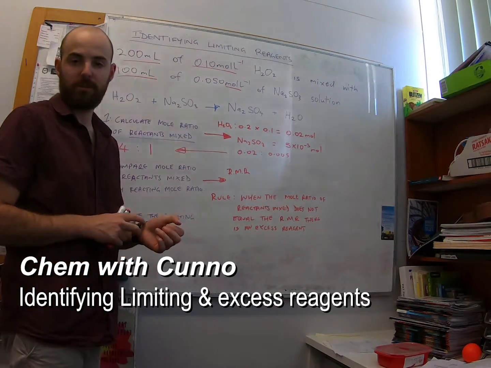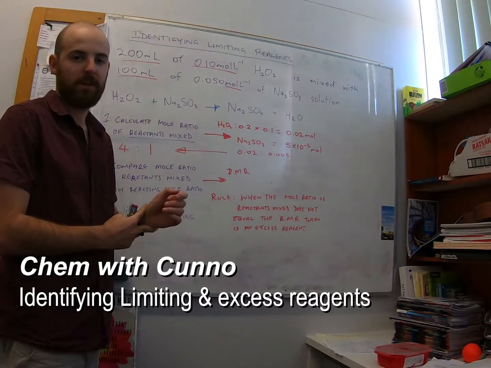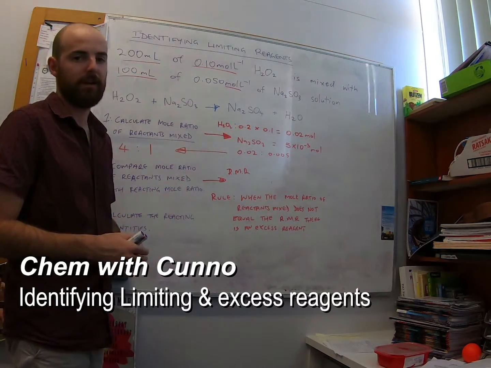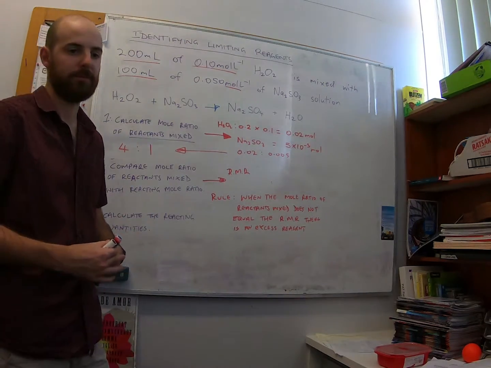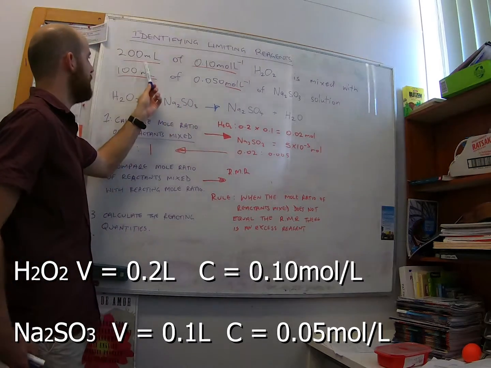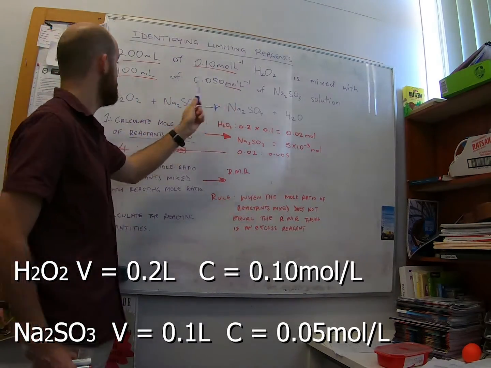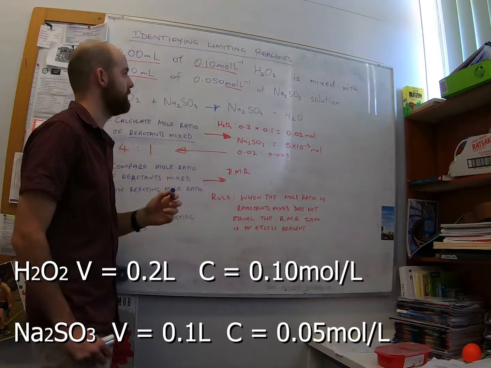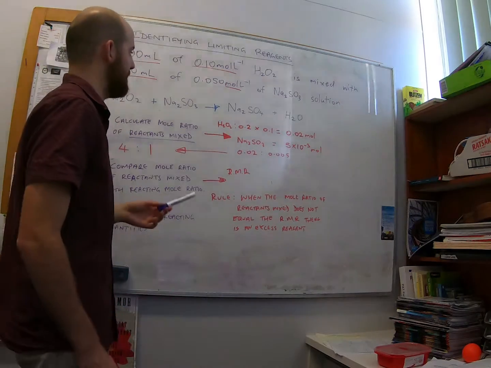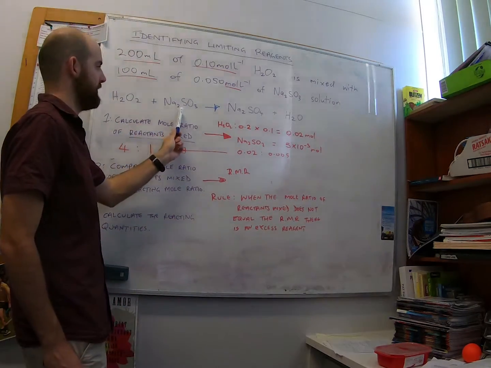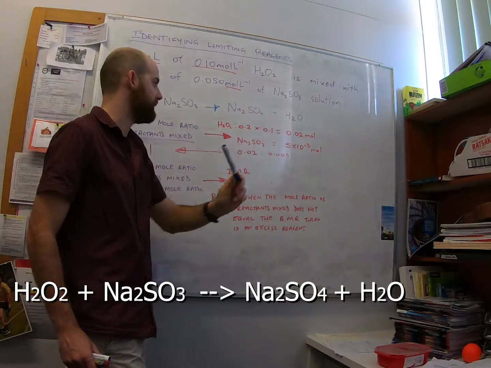Hey guys, so continuing on from our limiting and excess reagents lesson, in this example we're going to look at what to do when there is an excess reagent and a limiting reagent. So we've got 200 mLs of 0.1 moles per litre hydrogen peroxide solution being mixed with 100 mLs of 0.05 moles per litre sodium sulfite solution. Our balanced equation is hydrogen peroxide plus sodium sulfite gives us sodium sulfate plus water.